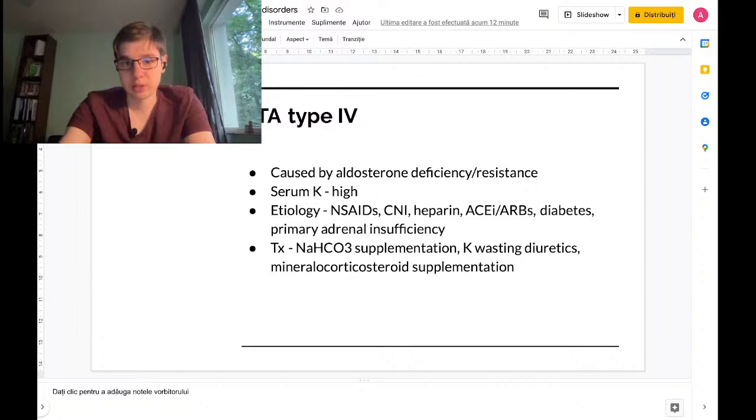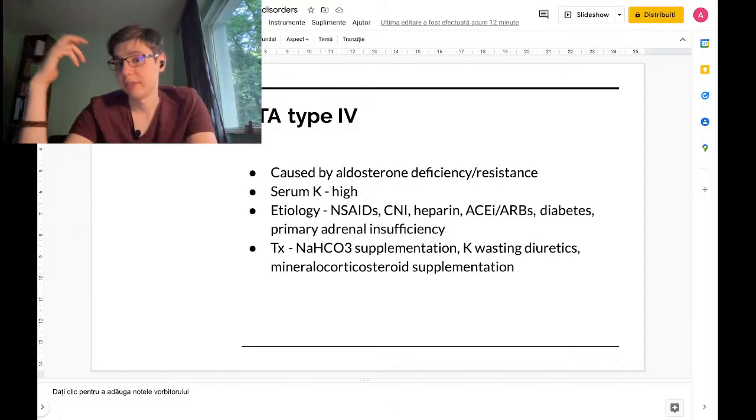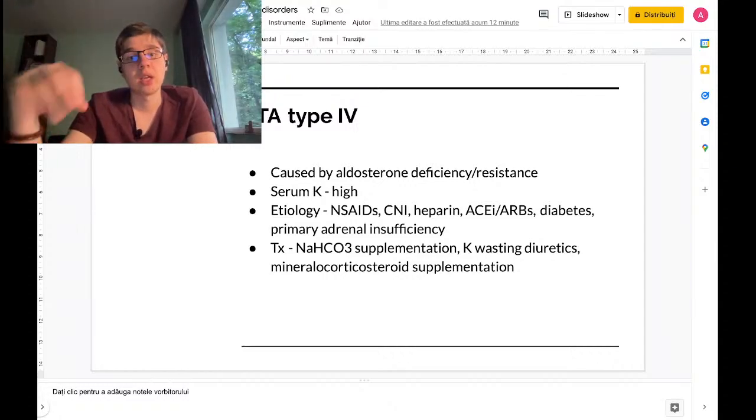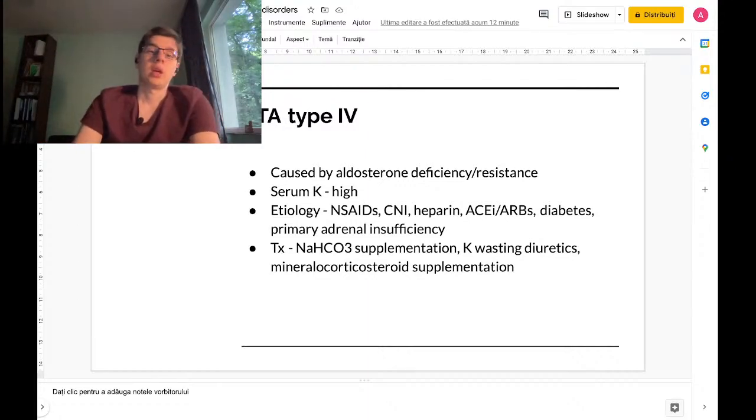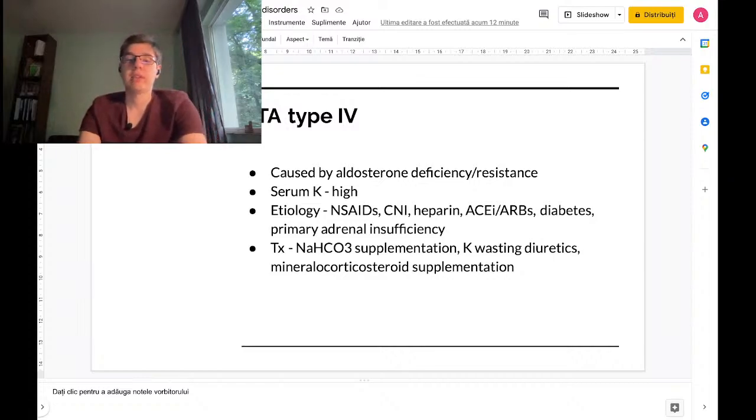So how can we treat this patient? If we are asked how do we treat the patient, we give them sodium bicarbonate, we give them potassium wasting diuretics, we give them mineralocorticosteroid supplementation. Okay, please let me know if you have any questions on the topics that we covered today.